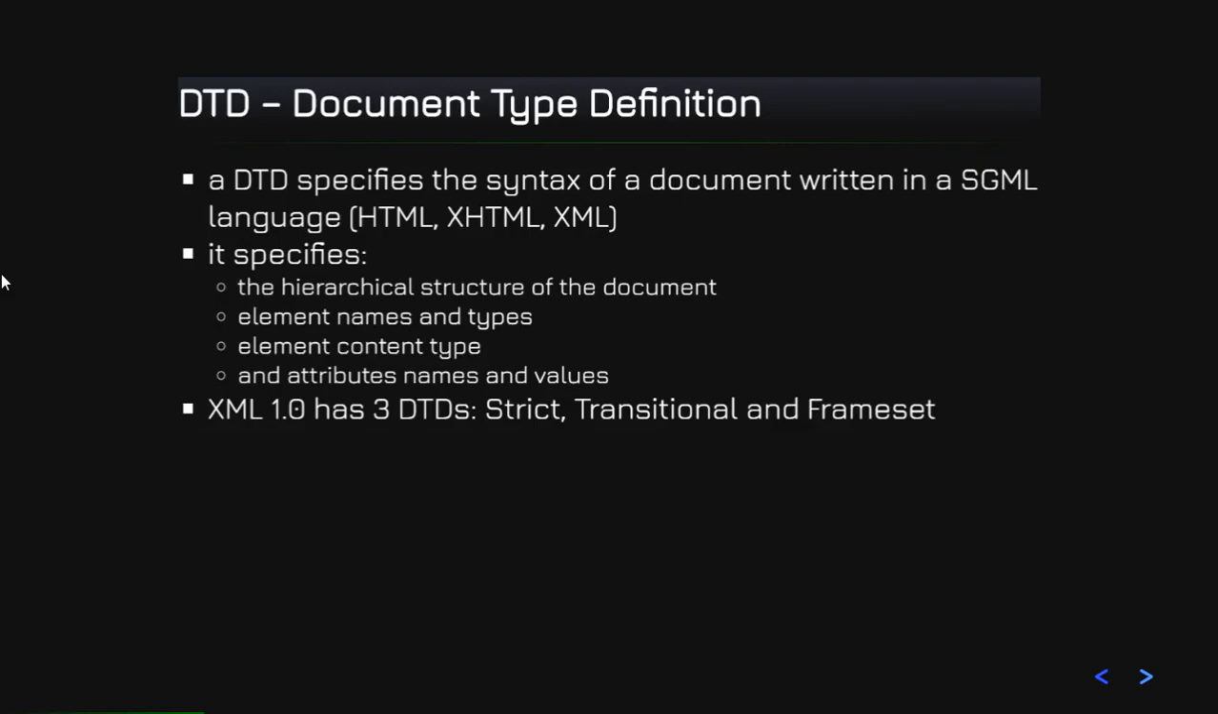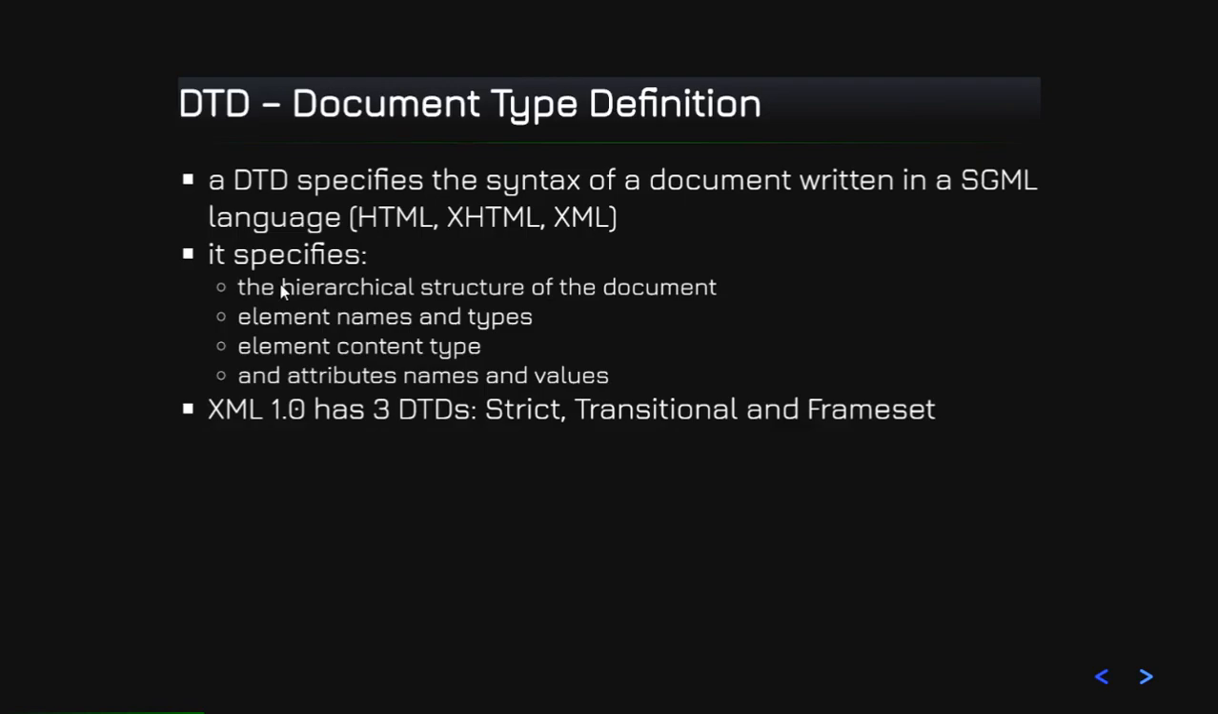And a DTD specifies, as I said, the hierarchical structure of a document, the element names and types, meaning the tag names and types, the tag content, any attributes the tag may have, the attribute names and the attribute values. And this DTD specifies all this information for the document which complies to this DTD.